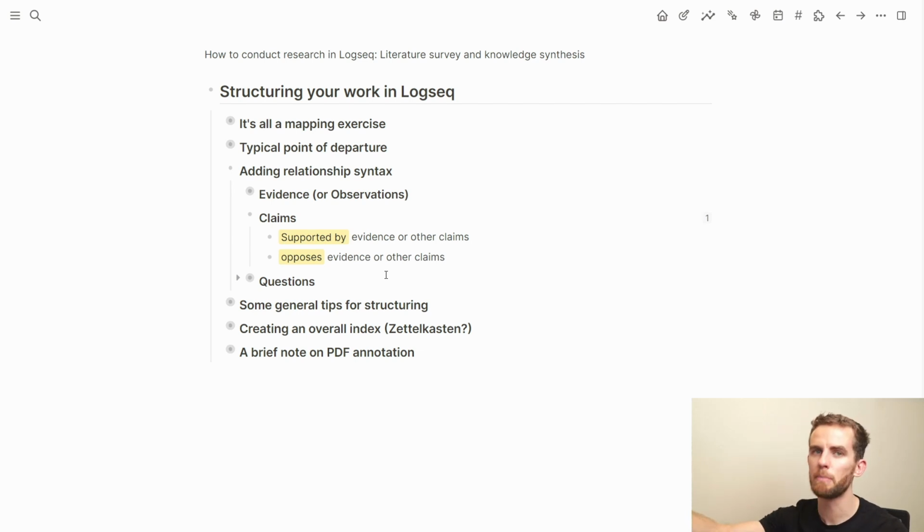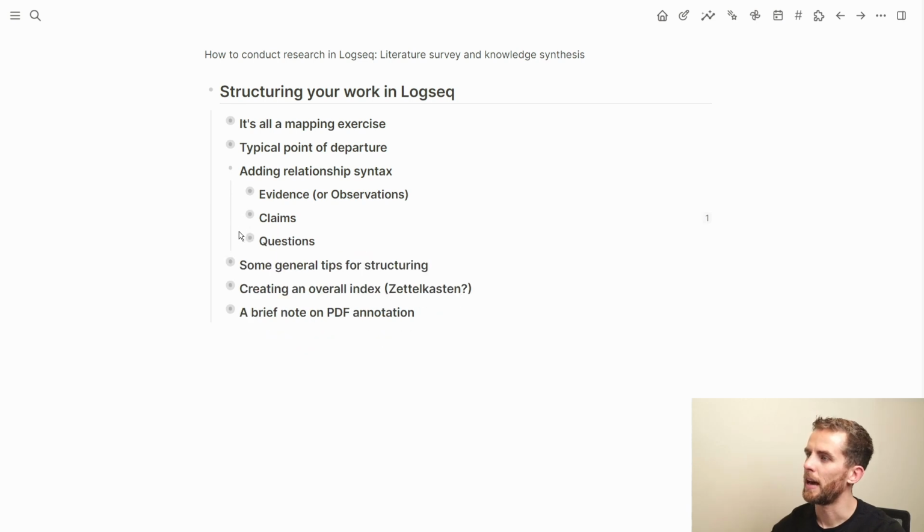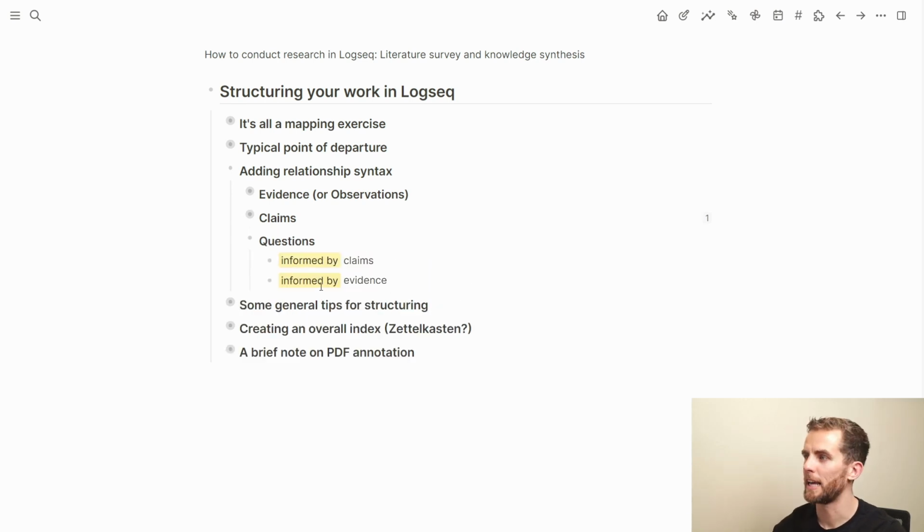And you can add many more things here, but it's helpful to think about these upfront so that you have a way of working in Logseq that is consistent. And then questions, informed by claims, informed by evidence, informed by synthesis, supports other questions. Again, there's a few things that I can put there.